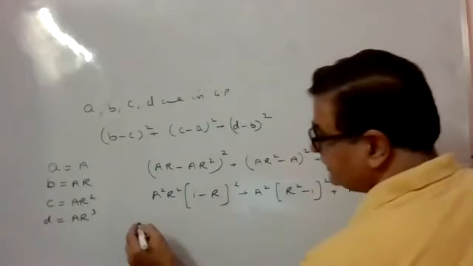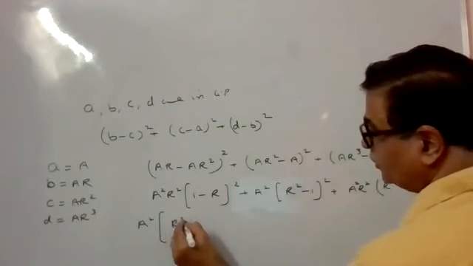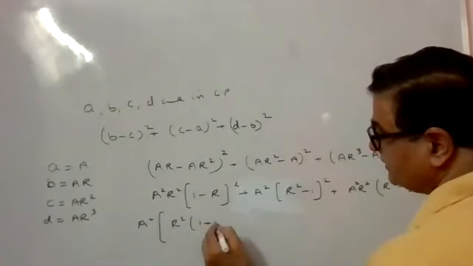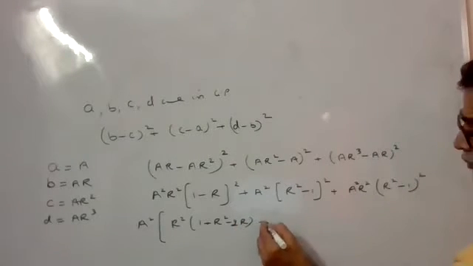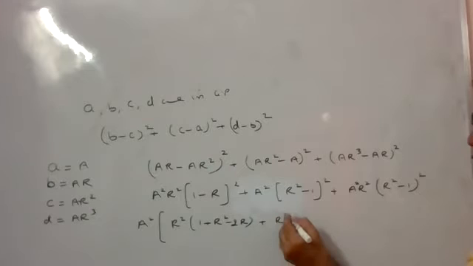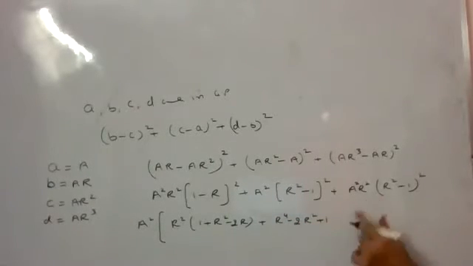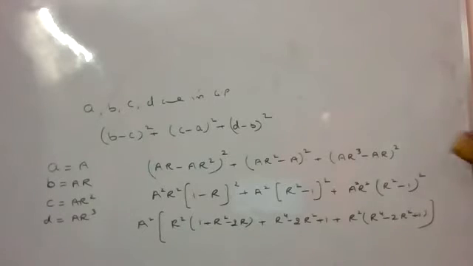Now what is common? A square is common in total. Now we will open the whole square. So R square is here. What will this come? 1 plus R square minus 2R. Then it comes out to be R power 4 minus 2R square plus 1. And then left is plus of R square into R power 4 minus 2R square plus 1. Where is R square coming from as common?